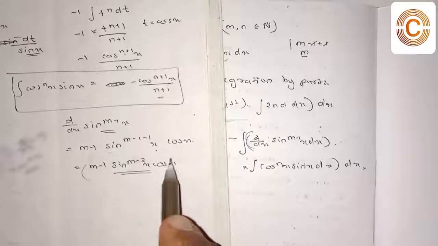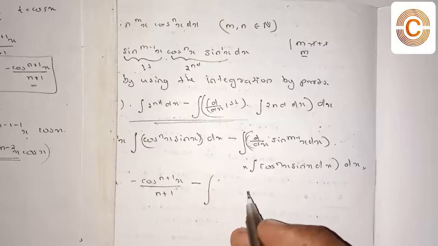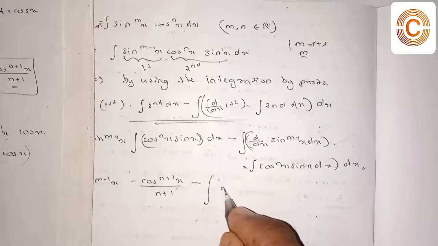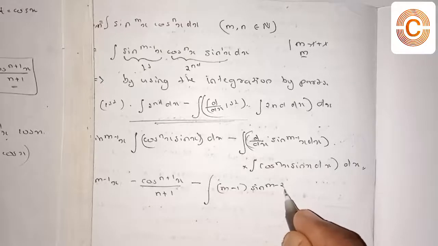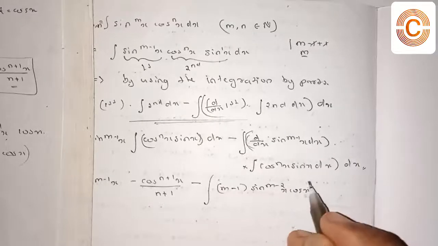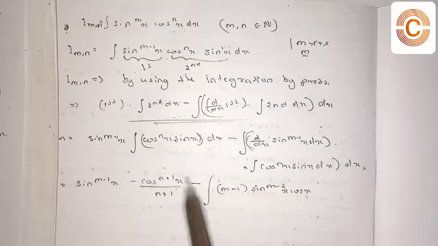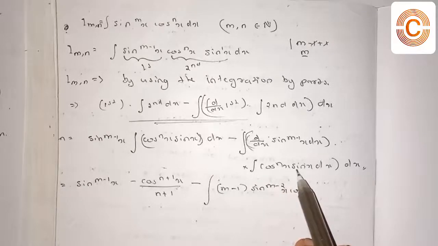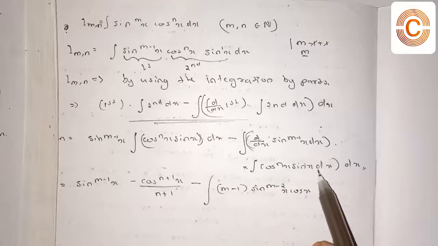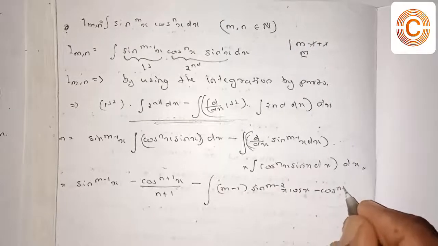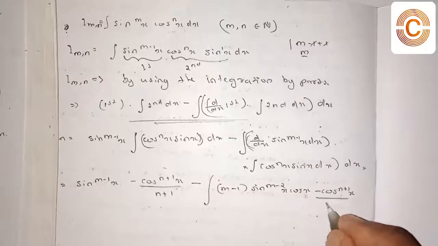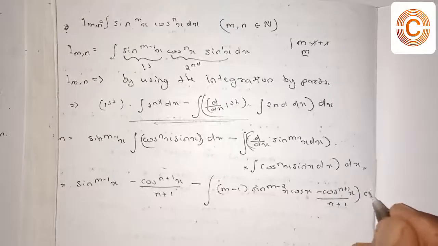So we can substitute this value here, then we get m minus 1 into sin raised to m minus 2 x into cos x. Then again put this same value, there is no change, that is the integral of cos raised to n x sin x dx, which is equal to minus cos raised to n plus 1 x divided by n plus 1, put the whole dx.